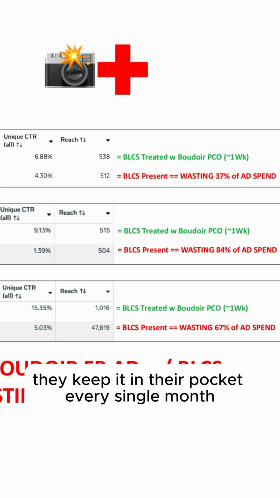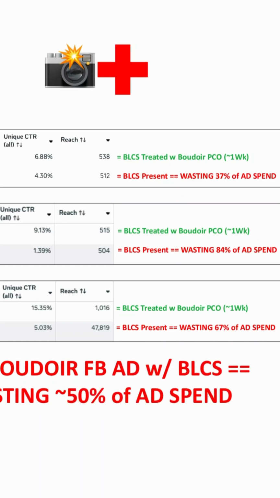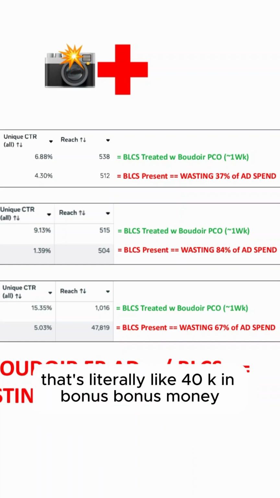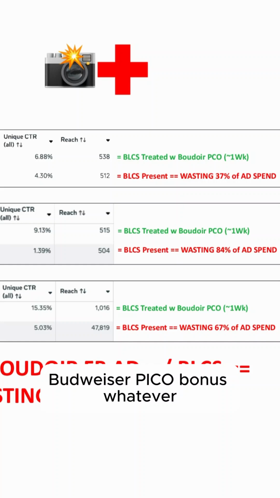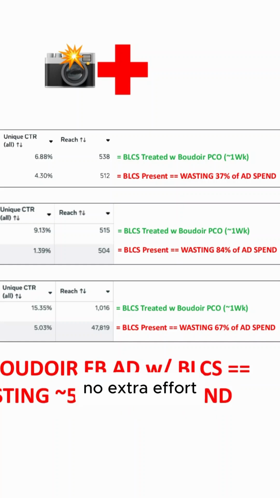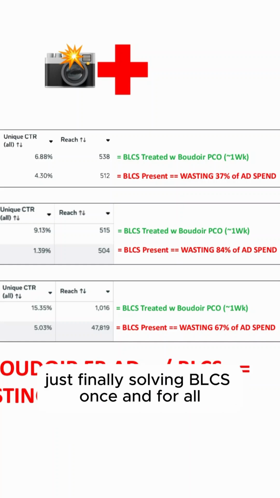They can pocket it. They keep it in their pocket every single month, and for the next 12 months, that's literally like 40K in bonus money. It's kind of like phantom bonus, Boudoir Pico bonus, whatever. No extra effort, no servicing extra clients, just finally solving BLCS once and for all.